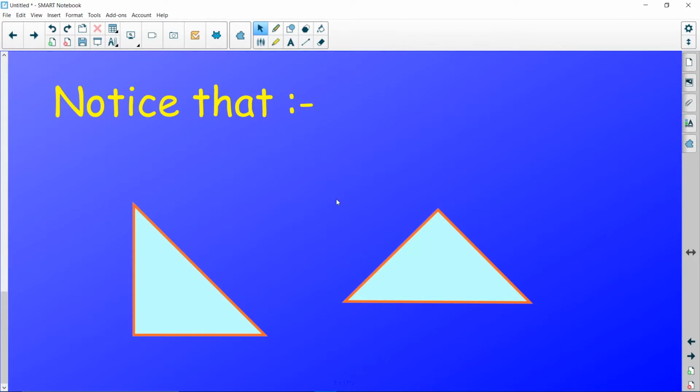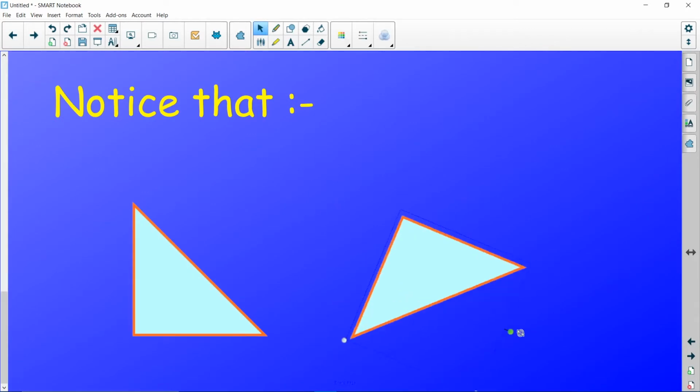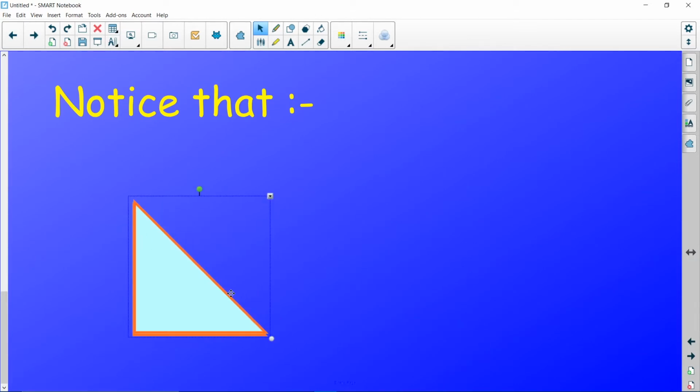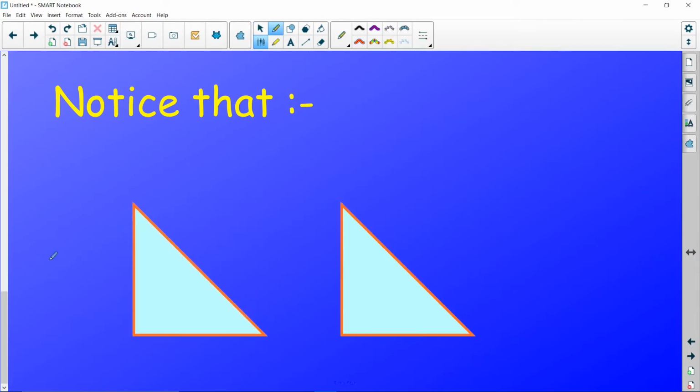Look at these two polygons. If I rotate this shape, I will find that they are congruent. You notice that this side equals this side, and this side equals this side, and this side equals this side. This angle equals this angle, and the measure of this angle also equals this angle, and this angle also equals this angle.